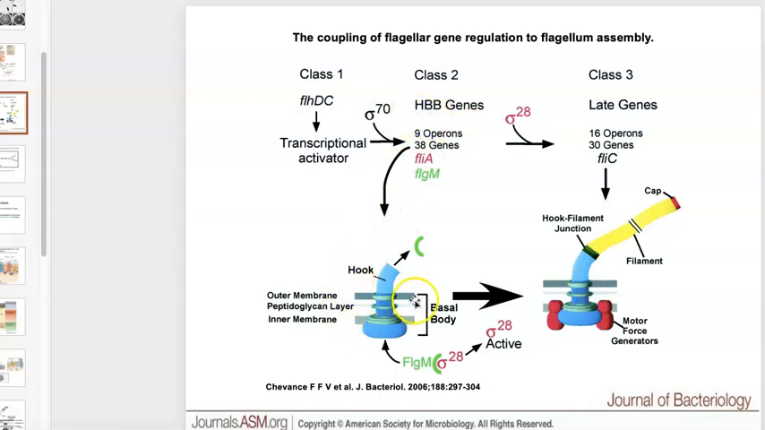And so you can kind of see here in the cartoon what's being made at each step. There's a whole bunch of genes, 9 operons comprising 38 genes, and then these 2 regulatory proteins fall in the class 2. And so all these structures here are synthesized by these 38 genes, the hook and this basal body motor.